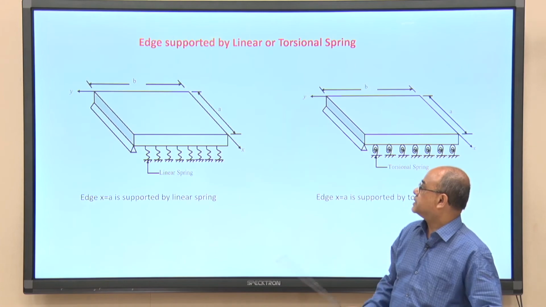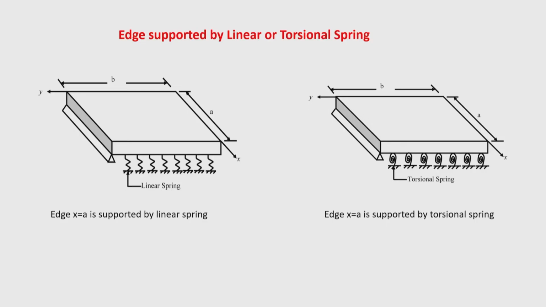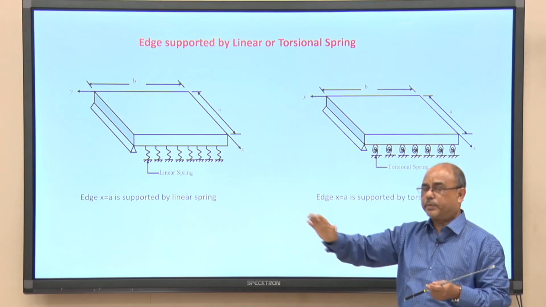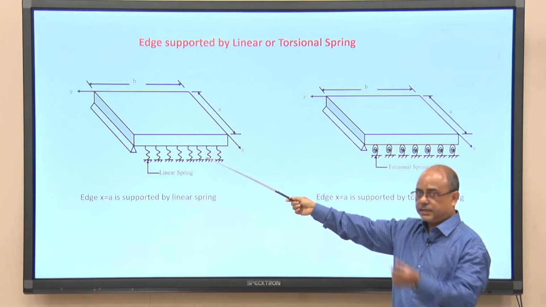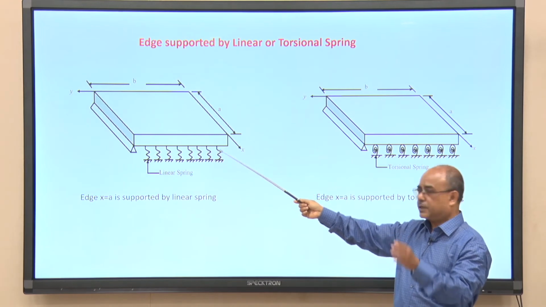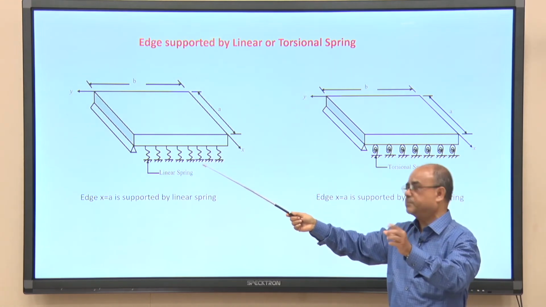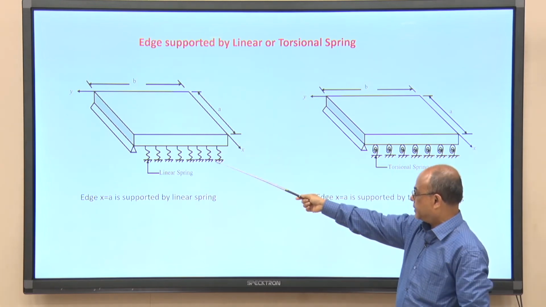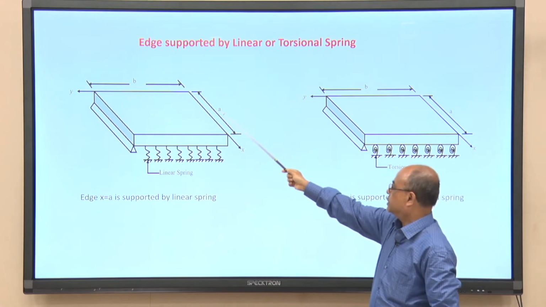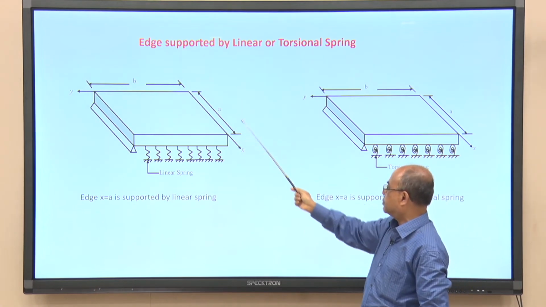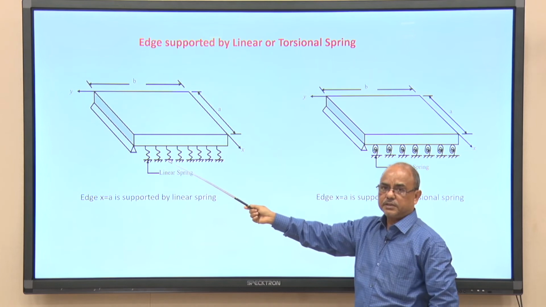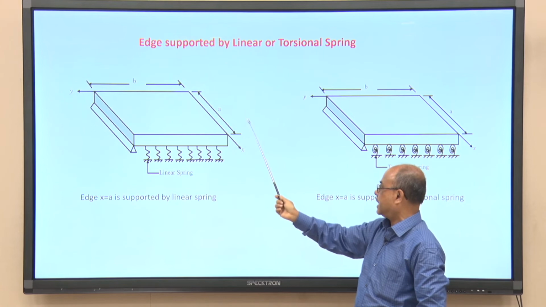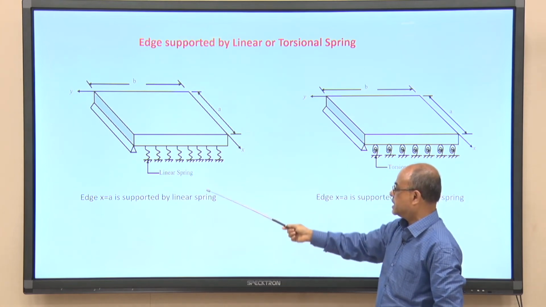Now, there may be a case when one of the edges is supported by a linear spring, continuously distributed. There is no break, although in the figure you can see that a break is there, but it is with very close spacing. So, it is a distributed spring acting on this plate edge. If this is the origin of the coordinate system, then at x equal to a the spring is distributed, or the spring is attached at edge x equal to a. So, this is a linear spring.